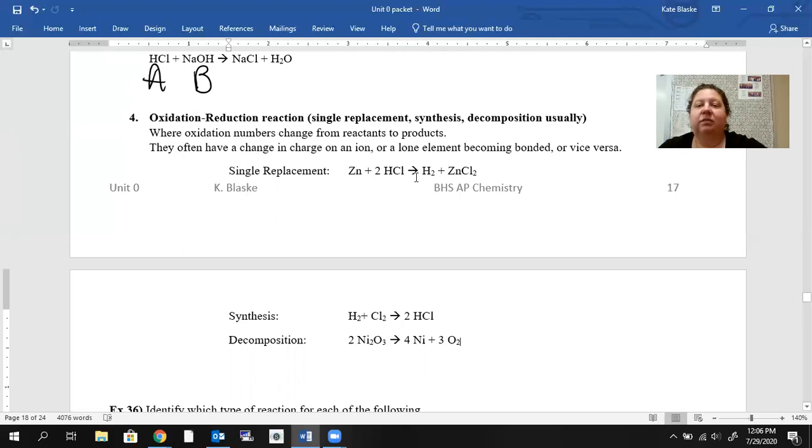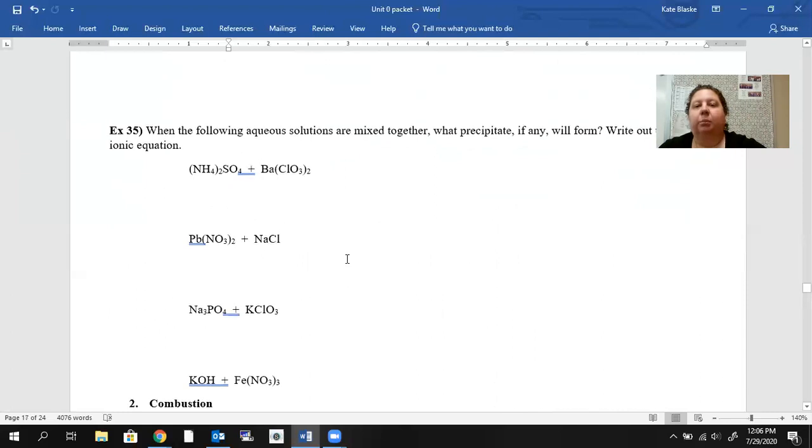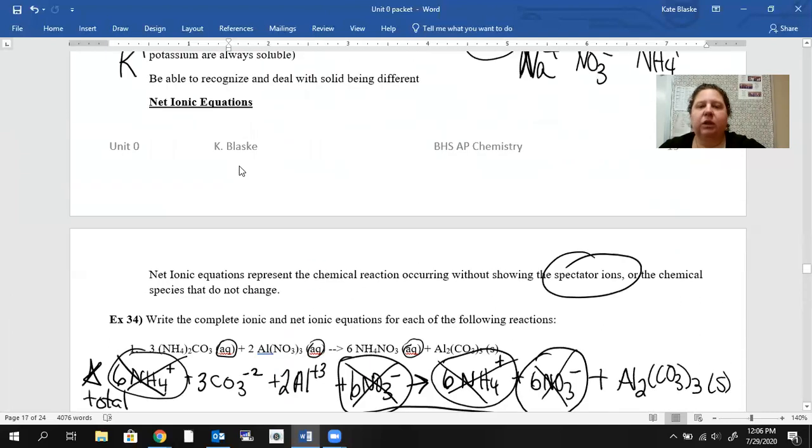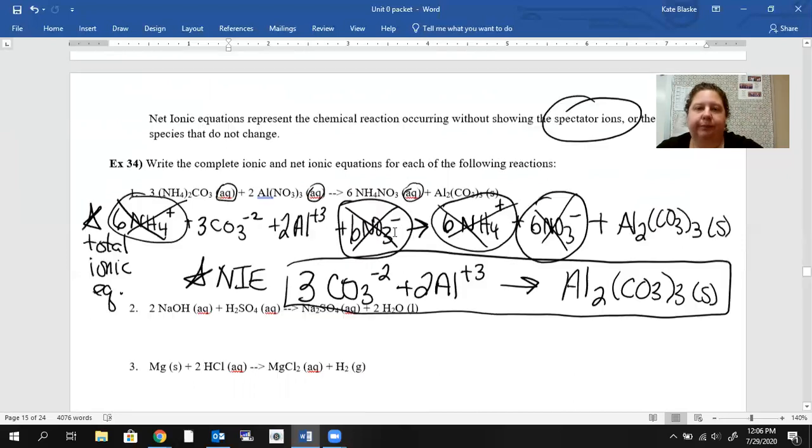Here, zinc was by itself, now it's forming a bond with another molecule or another element. Here, hydrogen and chlorine were bonded only to themselves, now they're bonded to each other. That's a big change in the way that they were bonded. When we compare that to something like a precipitation reaction, we look at this one we just talked about. Yeah, ammonium changed who it was bonded to, but it still didn't change the way it was bonded. It still was an ionic bond to another ion, okay? So that's why those oxidation reduction ones are so different.